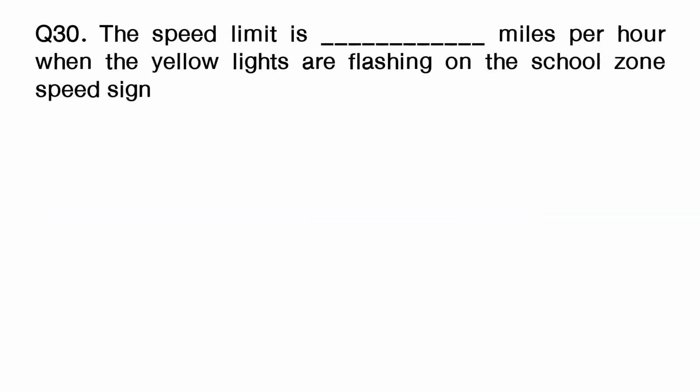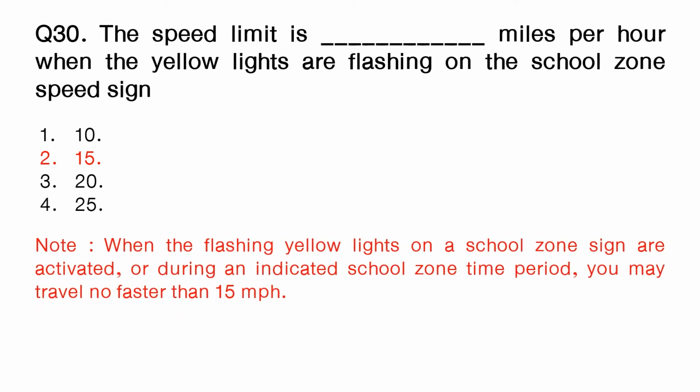Question: the speed limit is dash miles per hour when the yellow lights are flashing on the school zone speed sign. Option number 1, 10. Option number 2, 15. Option number 3, 20. Option number 4, 25. The answer is option number 2, 15. Note: when the flashing yellow lights on a school zone sign are activated or during an indicated school zone time period, you may travel no faster than 15 miles per hour.